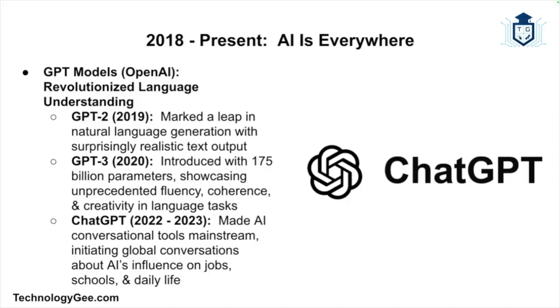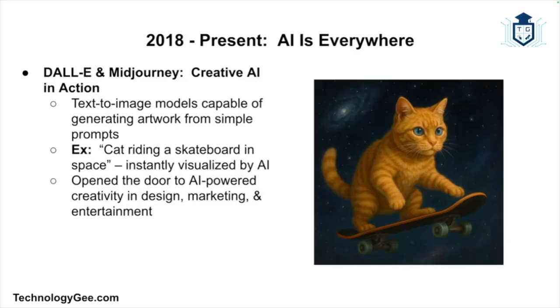And then we got what is now known as ChatGPT, and this brought AI to the masses, sparking worldwide conversation about AI's role in work, education, and society. Also, there was DALL-E and Midjourney. So AI can now generate images from text prompts like a cat riding a skateboard in space.